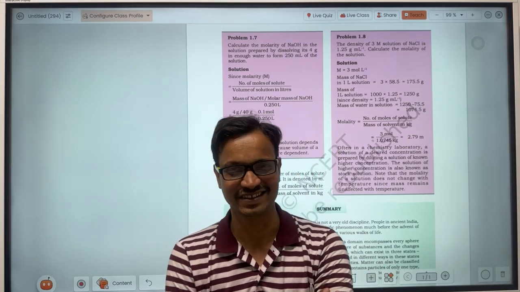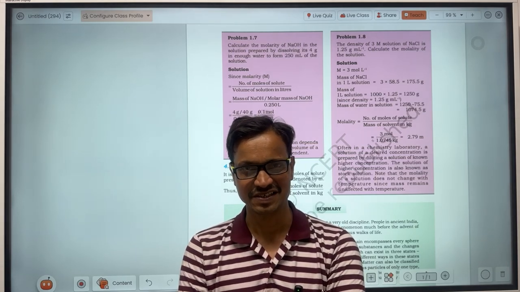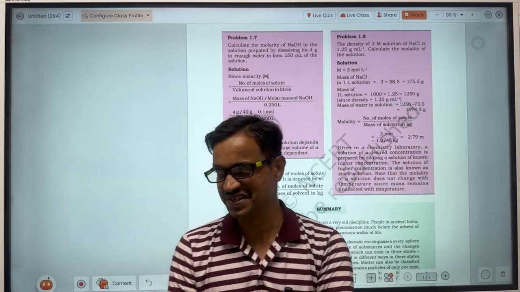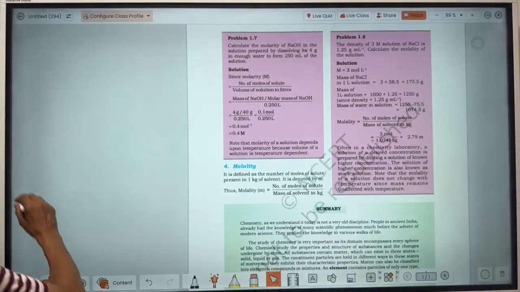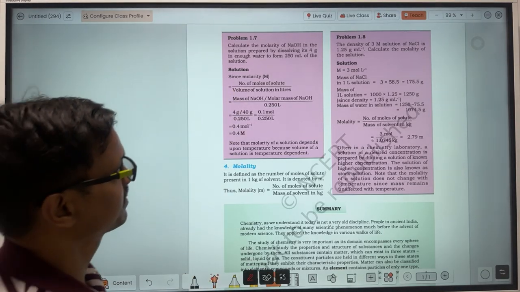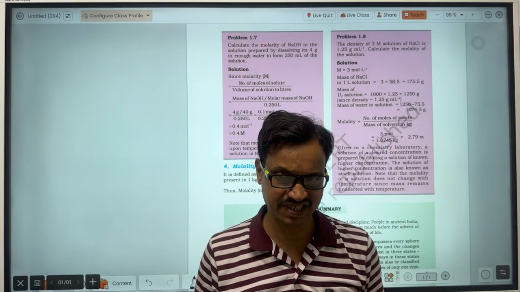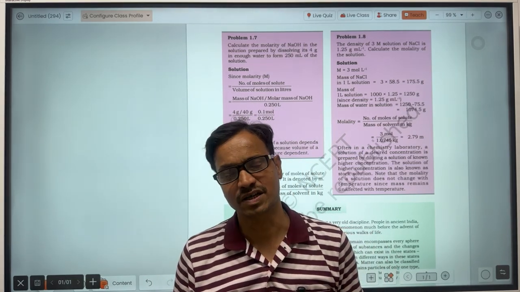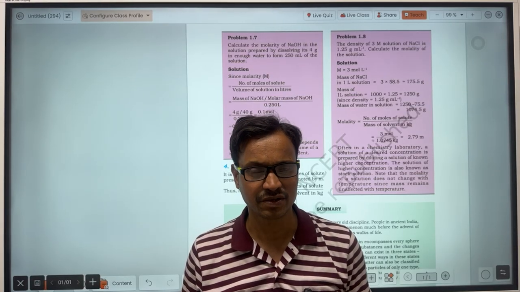Guys, I have told you that when a solid dissolves in a liquid, there is no appreciable change in the volume of the solution. So let's see here. You already know that molarity is the number of moles of solute present in 1 liter of the solution.